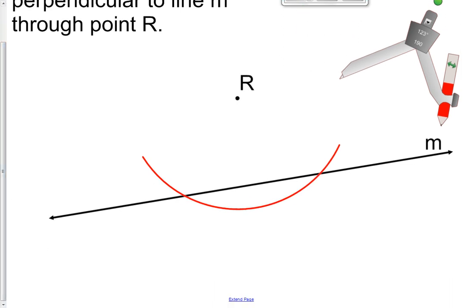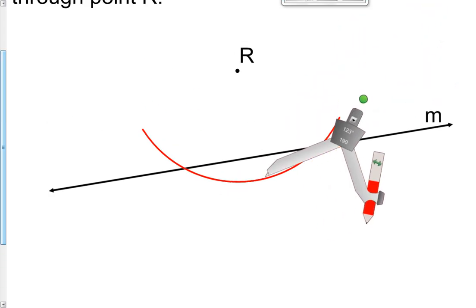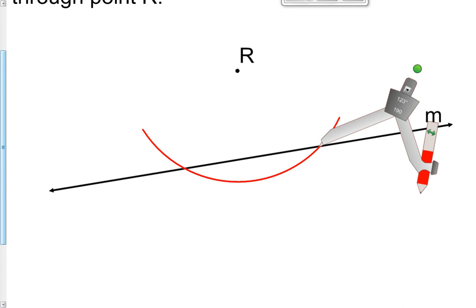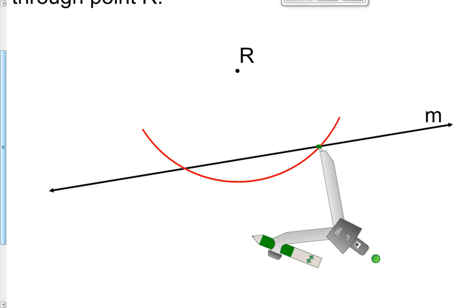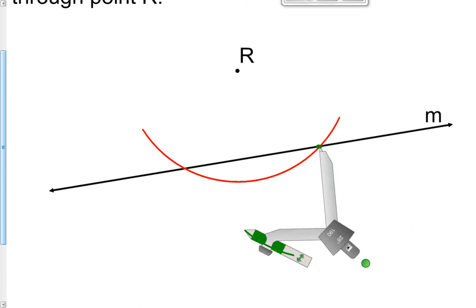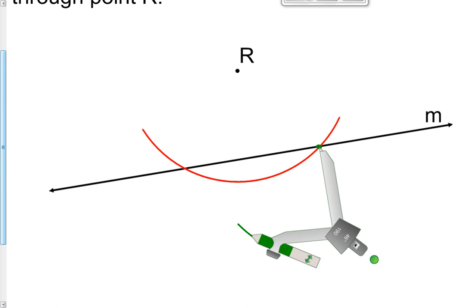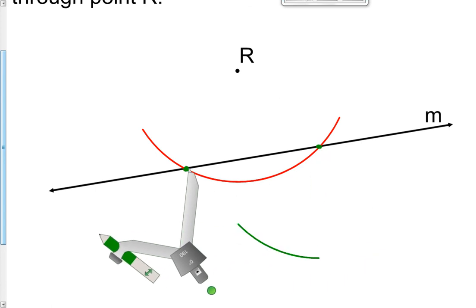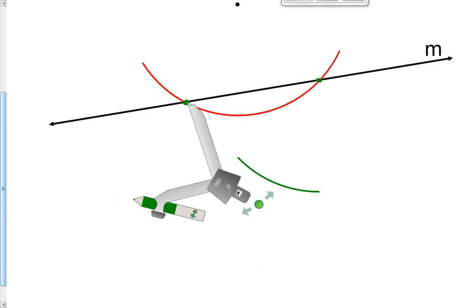Now what you're going to do is bring your compass to this intersection point that you just drew, right there. And you're going to draw an arc below line M, right about there. And using that same compass setting, you're going to go to the other intersection spot, right there, and make that intersection, or that X, right here.